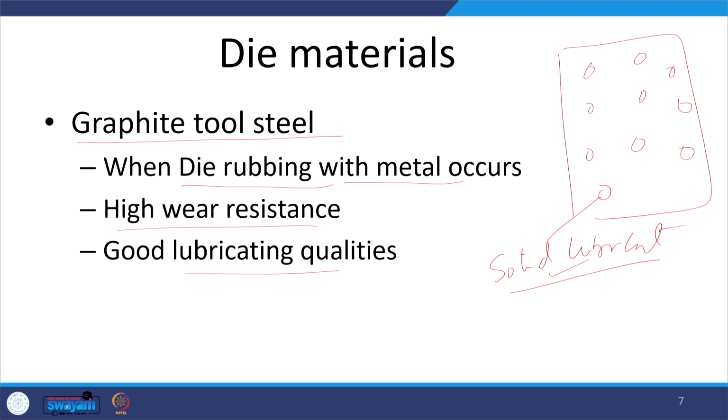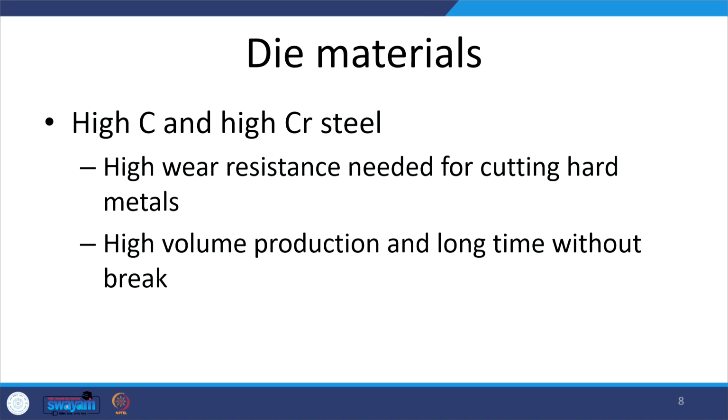So, graphite tool steels are preferred when the rubbing between the sheet metal and the die or punch surfaces is significant, which otherwise can lead to a higher wear rate. So, the graphite presence helps in reducing wear through effective lubrication.